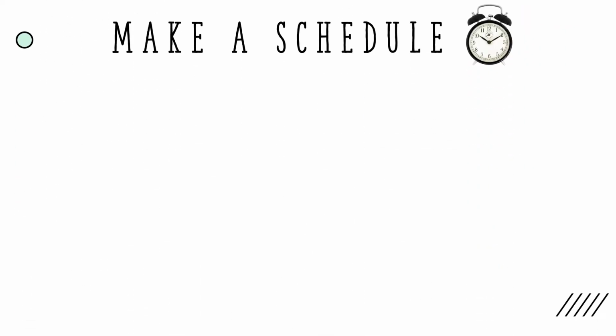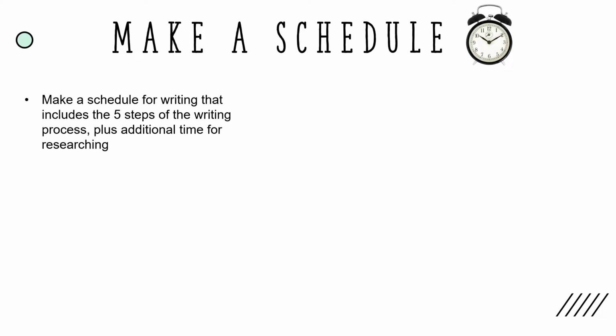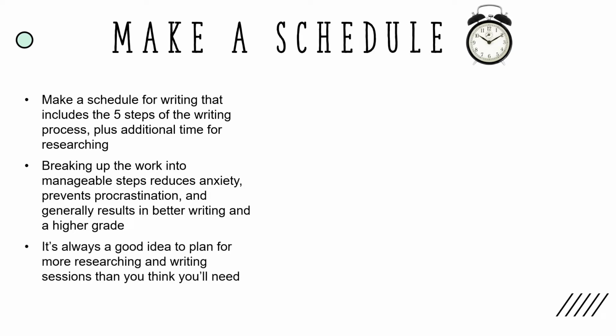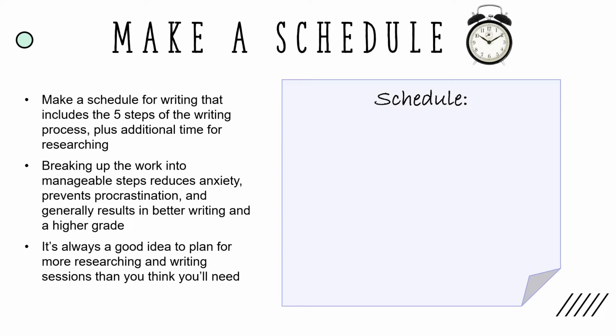Next, make a schedule for writing that includes the 5 steps of the writing process, plus additional time for researching. Breaking up the work into manageable steps reduces anxiety, prevents procrastination, and generally results in better writing and a higher grade. When creating your schedule, it's always a good idea to plan for more researching and writing sessions than you think you'll need. Schedule the following steps.